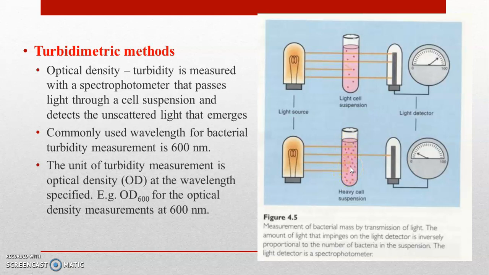So if the absorbance is more, or if the emerging light is less, then that indicates a profuse growth of bacterial cells. And if the absorbance is less, or if the emerging light is more, then that indicates less growth of bacterial cells.